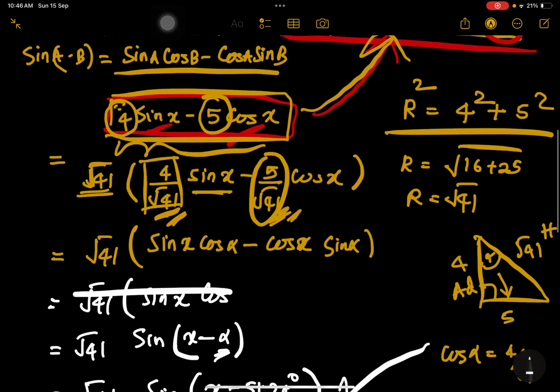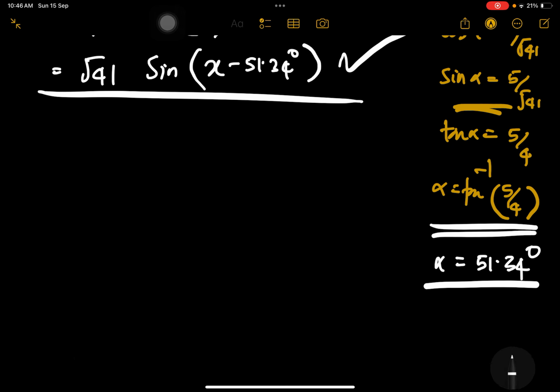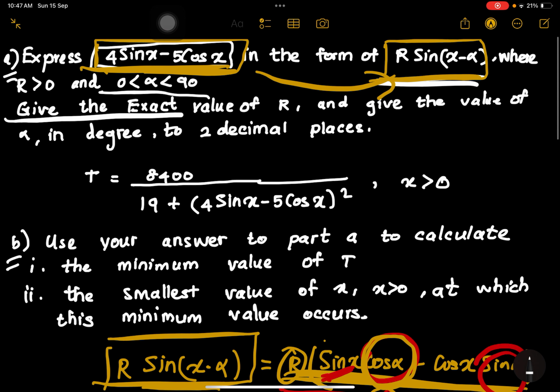Give the exact value of r means you can write r as root of 41. If you calculate with a scientific calculator, root of 41 is going to be 6.4031 and alpha is going to be 51.34 degrees. So you answer the first question.